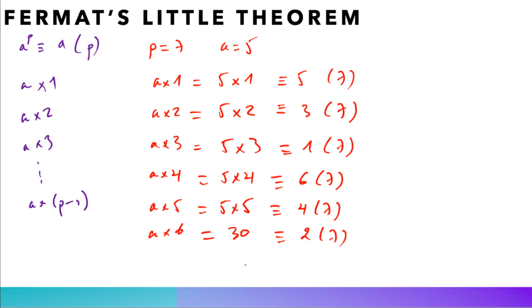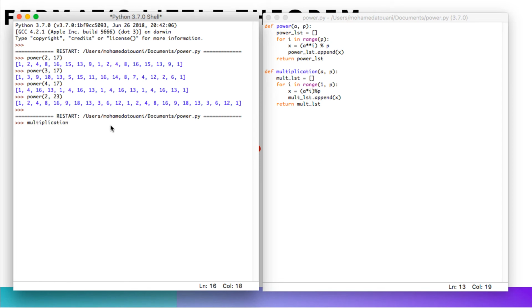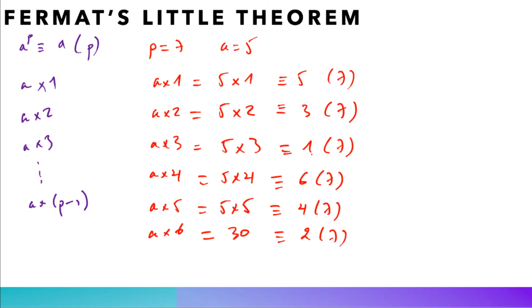There is something very important to notice here, but before I tell you what to notice, let us do this on Python to see more examples. I wrote for this purpose a little computer program that I call here multiplication of a and p, and we would like to multiply a by i here, which ranges from 1 to p minus 1. So I have an empty list here that will be filled with a times i modulo p. Now if I run this and ask Python for multiplication of 5 and 7, and this is the same example I just investigated, one gets 5, 3, 1, 6, 4, and 2, and this is the same thing that we got here, 5, 3, 1, 6, 4, and 2.